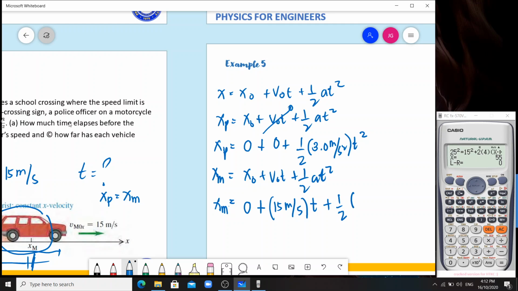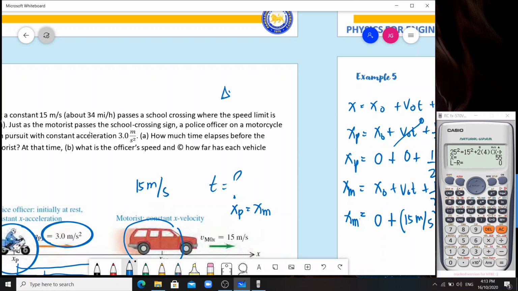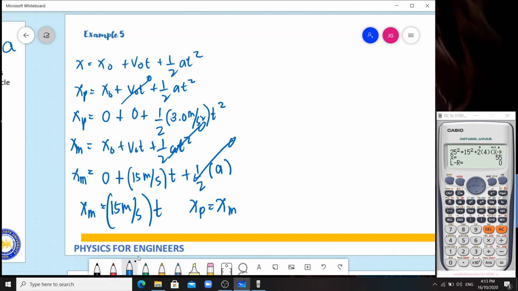At dahil constant ang velocity, sabi niya dito, you have to take note of this, okay? Sabi niya, constant meters per second. Pag constant, ibig sabihin wala siyang change of V. Diba? 0 yan. So, ibig sabihin, 0 din ang acceleration mo. So, dahil 0 na to, ang XM natin ay 15 meters per second T na lang. At ang sabi natin kanina, para magsabay sila, dapat si XP at XM ay parehas. So, equate natin. Ang XP natin ay 1 half 3.0 meters per second squared T squared at ang XM natin ay 15 meters per second T.